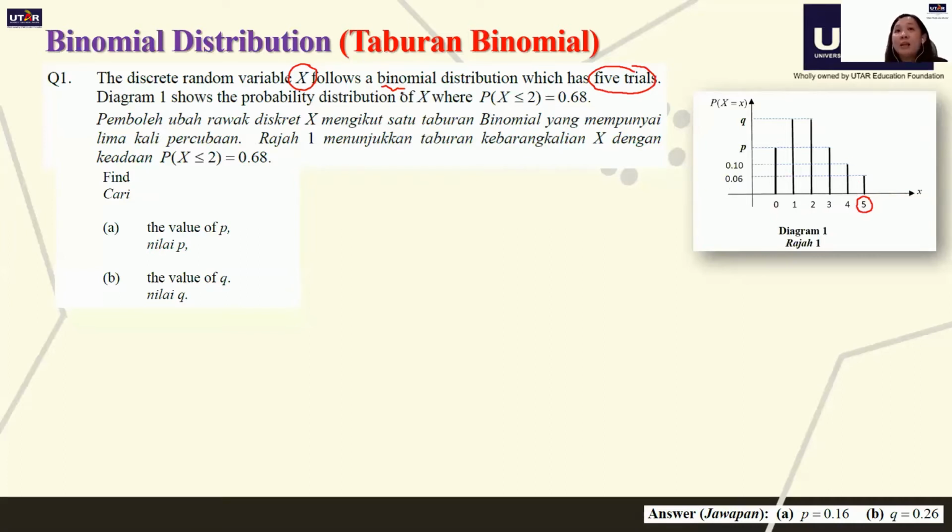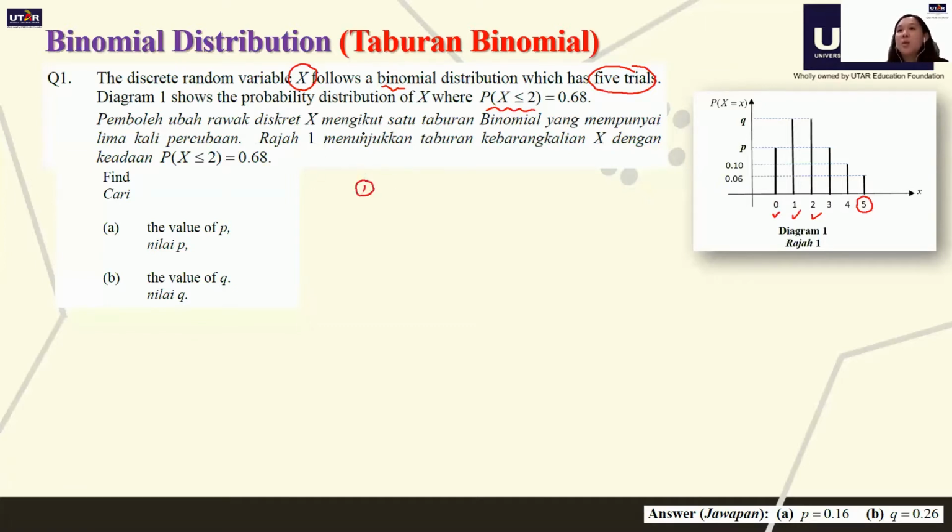Then the question mentions X below or equals to 2. X below or equals to 2 will be 0.68. So if I refer to this diagram, 0.68 applies to those below or equals to 2, meaning I will take either 0, 1, or 2. These 3 added together will give me a probability of 0.68. So I will form the first equation.